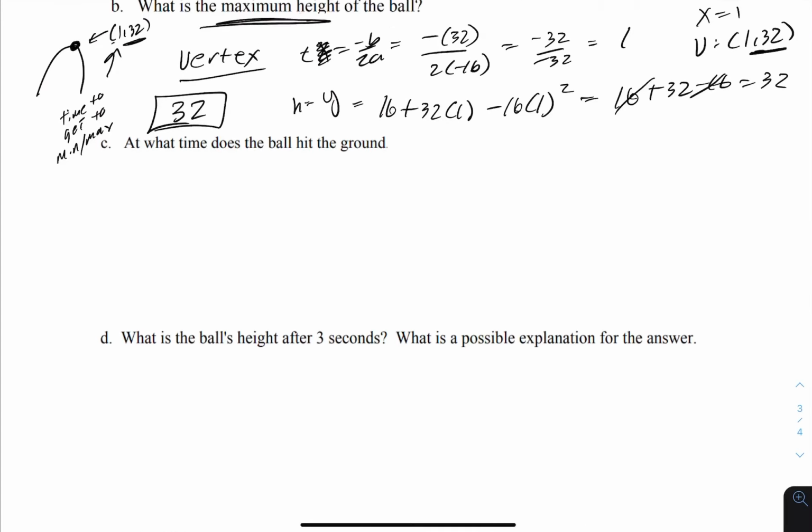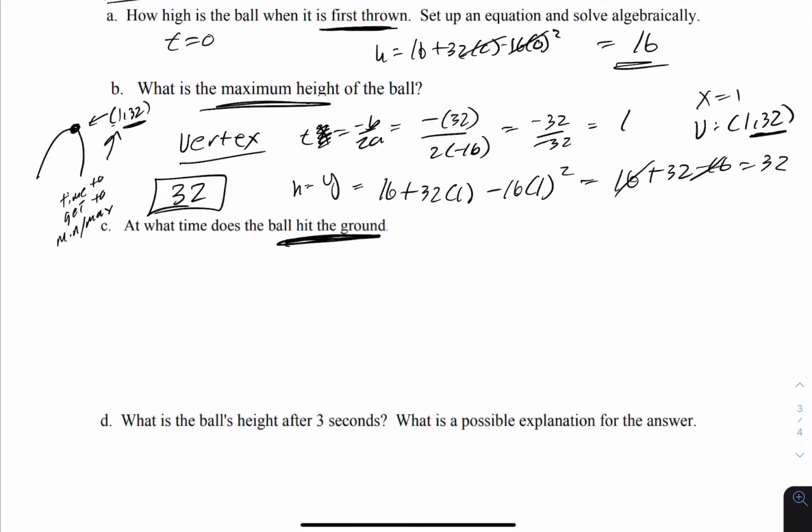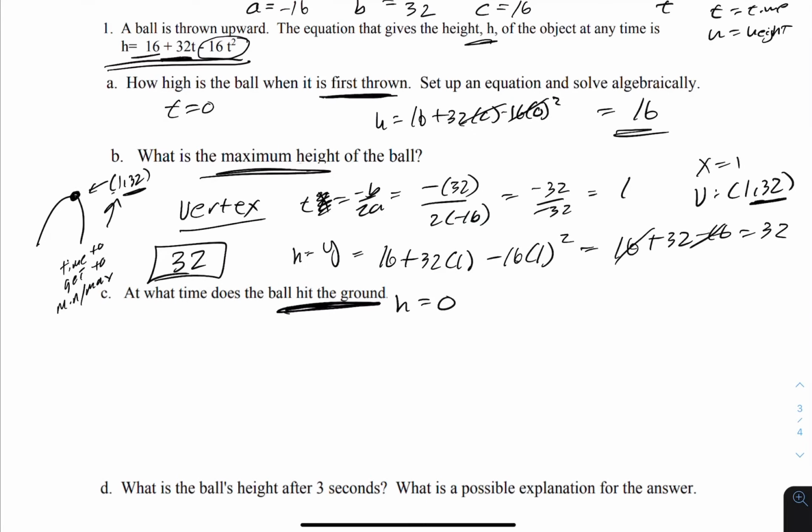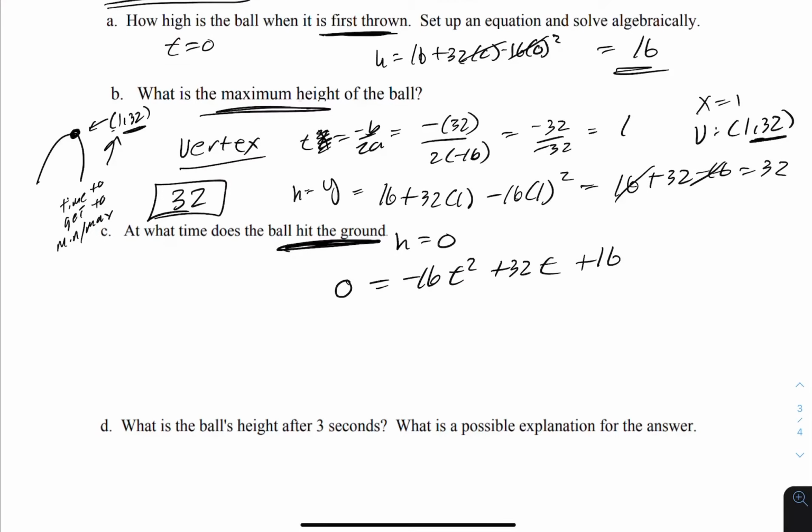But what time does the ball hit the ground? The ground means the height is 0. So you have to set the height equal to 0. Let me rearrange this: 0 equals negative 16t squared plus 32t plus 16. I just rearranged it. So it hits the ground when its height h is 0.